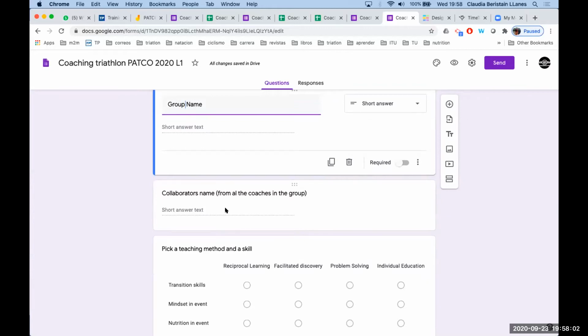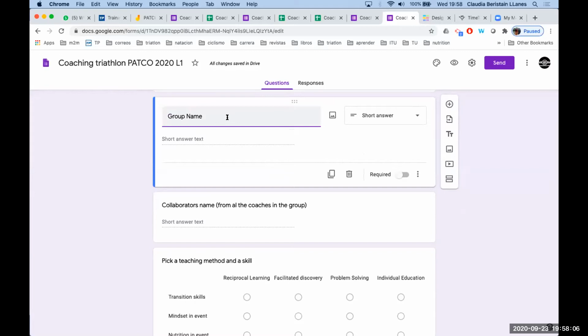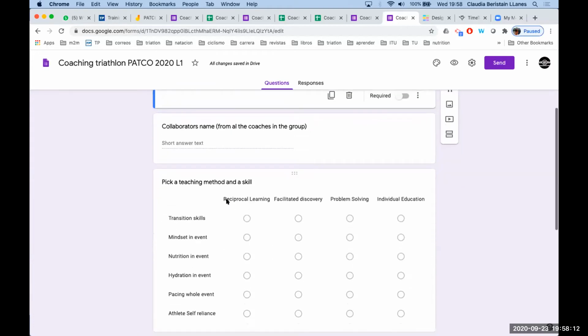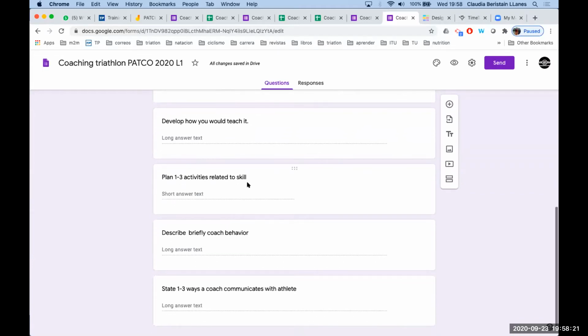Please write here all the collaborators' names, all the coaches in the group. Put the number of your group and name your group any way you would like. And then pick a teaching method and a skill. Develop it. Plan 3 activities related to the skill. At least one of the activities should be fun. Okay, 1 game and 2 other activities.